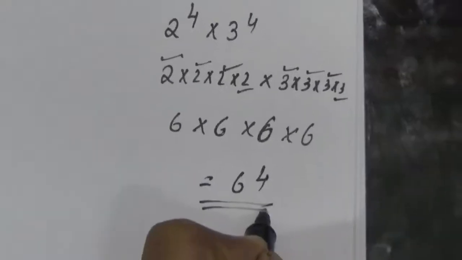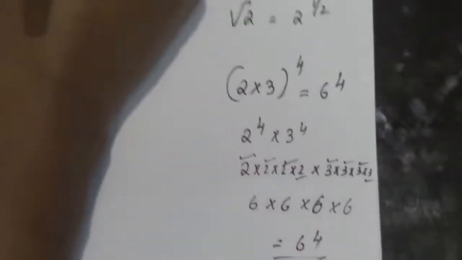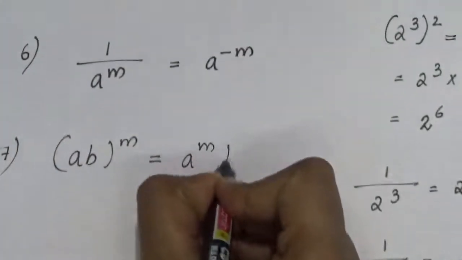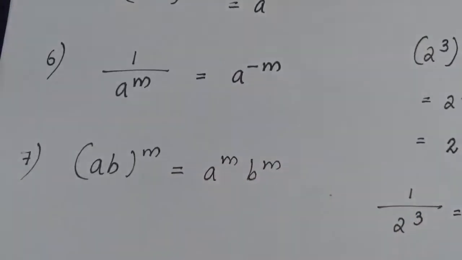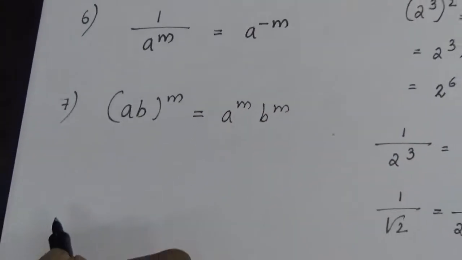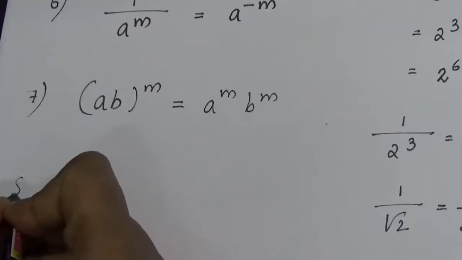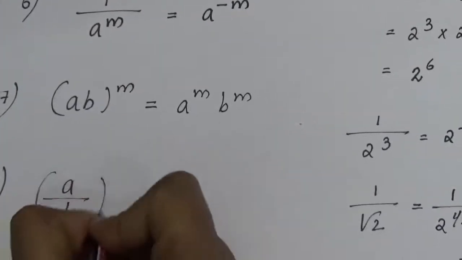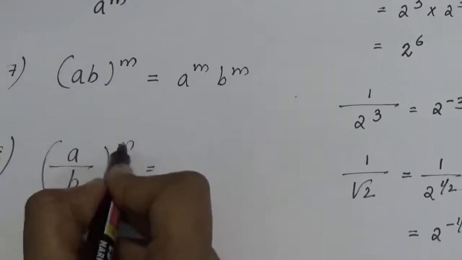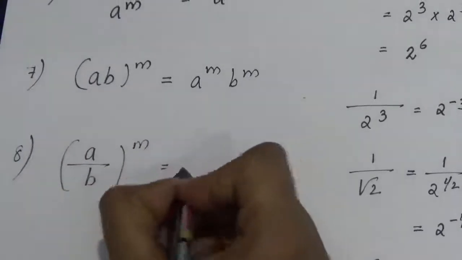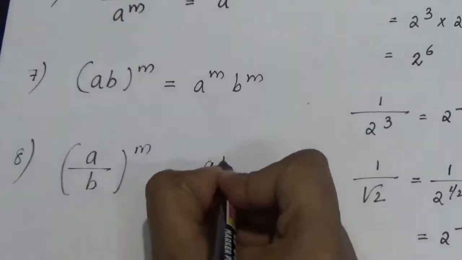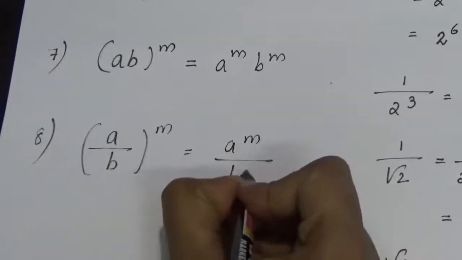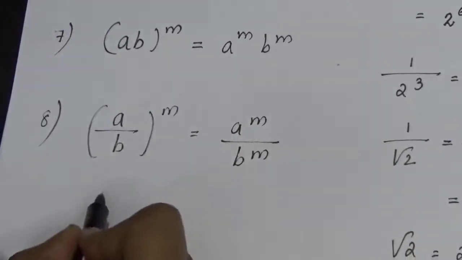Okay. So ab raised to m is the same as a raised to m into b raised to m. That is the seventh law of exponent. And finally we have a by b all raised to m. What will be this then? You can take the exponent separately to the numbers a and b. So you will get a raised to m by b raised to m. So these are the important 8 laws of exponents.